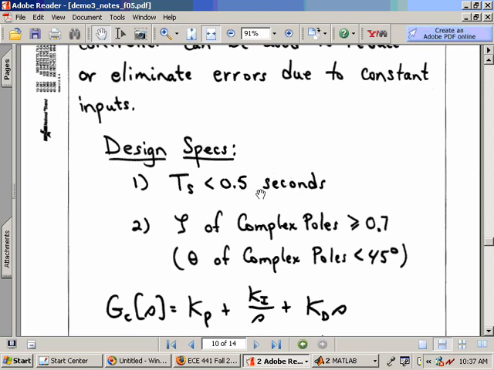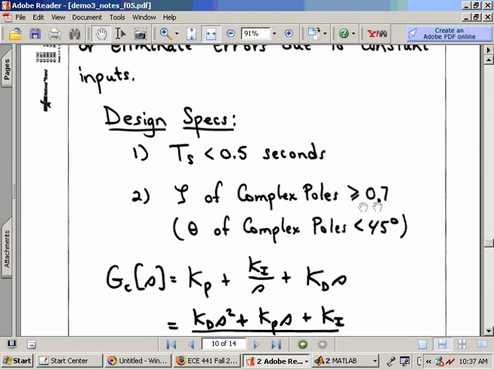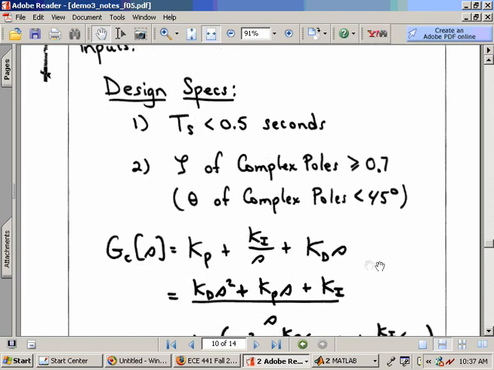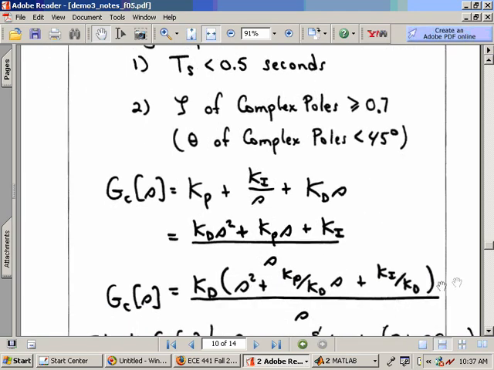We want a settling time less than half a second. That's consistent. But now we want our closed loop poles to have a zeta value of 0.7. In a pure two-pole system, that corresponds to about a 10% overshoot. But here, I'm just wanting you to locate those such that the angle of the complex poles is less than 45 degrees. Because of the presence of the zeros in our PID controller, we will actually have much more overshoot than what would be available to us from a pure two-pole system.